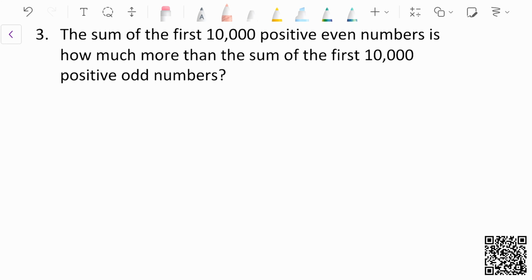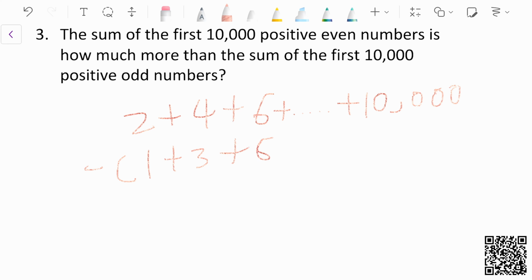Let's visualize this. For the even numbers, what is the first even number? 2 plus 4 plus 6 plus ... plus 10,000, since 10,000 is even. And then to make it easier to read, let's go 1 plus 3 plus 5 plus ... plus 9,999, because that's the last odd number.